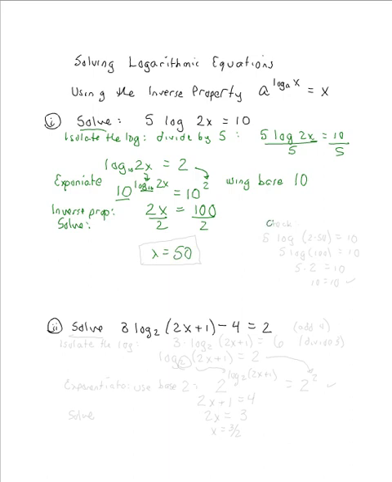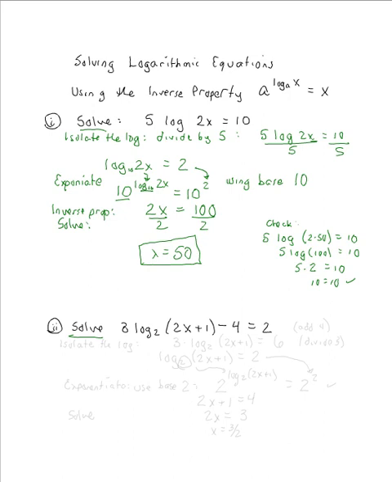It is often helpful to check our solutions. If I look at 5 times the log of 2 times 50, is this equal to 10? Well, this would be 5 times the log of 100, and the log of 100 is the number 2. 5 times 2 is definitely 10. So that checks. We are confident that the solution to the first problem is indeed x is equal to 50.